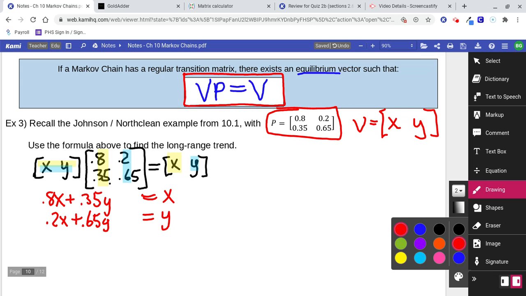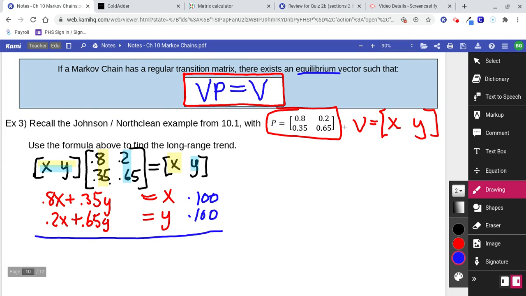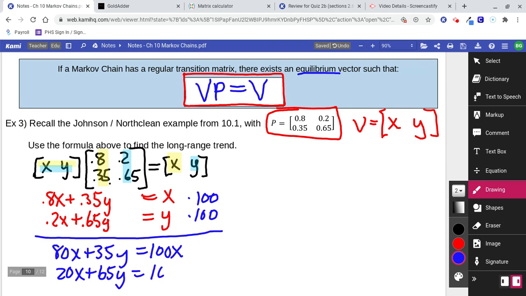But we need to do a little bit of a setup first, and we're not quite ready to do it. The website I'm going to use doesn't like decimals, so I want to get rid of my decimals. We've done this before. If you want to get rid of your decimals, you can multiply by 100 in this case. So I'm just going to take both equations times 100, just to get rid of my decimals. That's going to be 80x plus 35y equals 100x, and 20x plus 65y equals 100y.